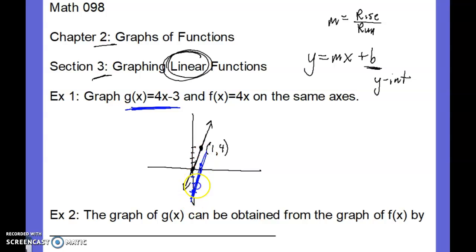So as you look at this graph, it's pretty much the same, except the graph of g of x is the same as f of x, except it's shifted or translated. You might use that word. I just use the word shifted down 3 units. That's the only thing that's different there.